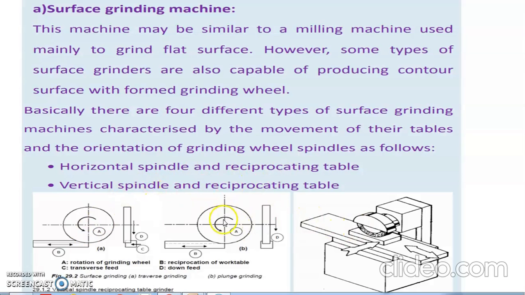Then here is the vertical spindle, movement is shown, reciprocating of workpiece, and the grinding wheel also is given down feed as shown by this arrow. So reciprocation of work table and the feed is in downward direction. So vertical spindle and the reciprocating table.